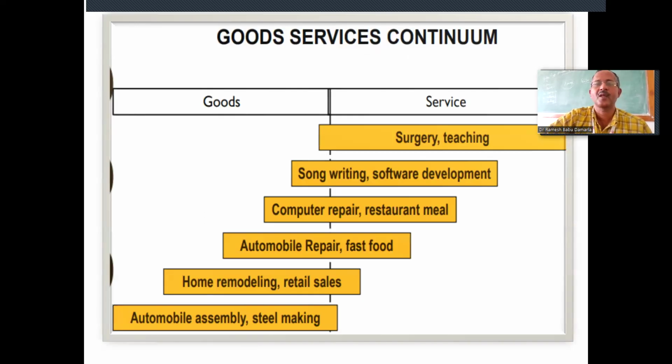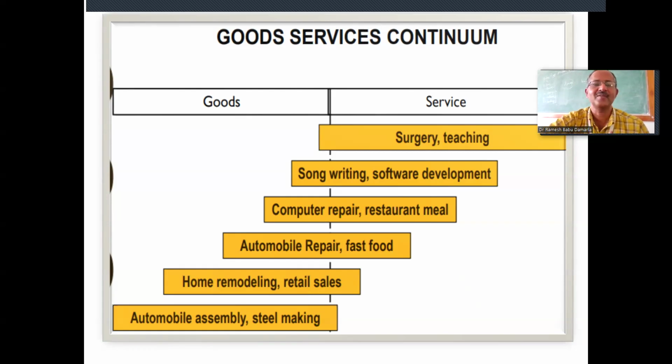Let us see companies which produce goods and which produce services. If they're producing goods, we say manufacturers. If they're giving service, we say service center. But in real life, these both go together. Let us see this goods-services continuum. What is the meaning of continuum? You can see every product has some component of service and every service has some component of product.